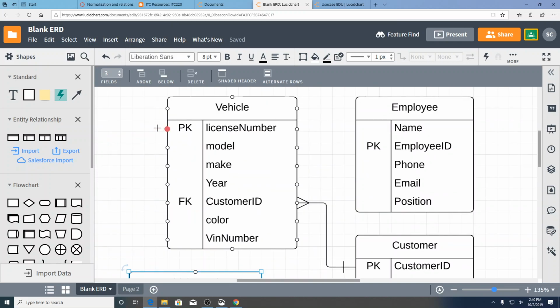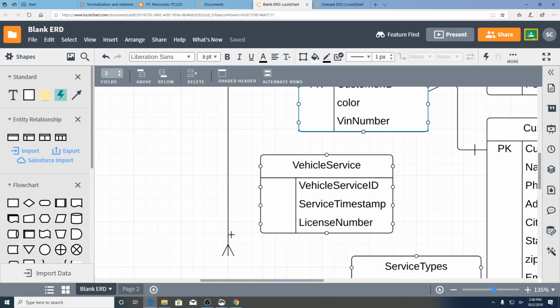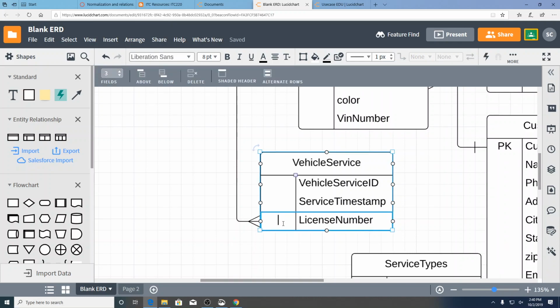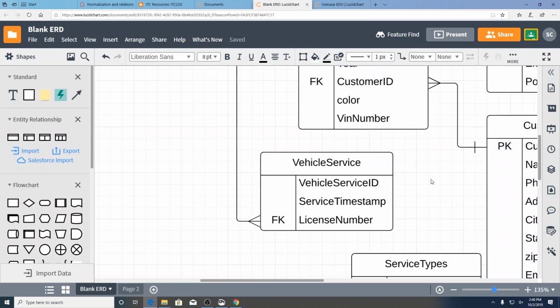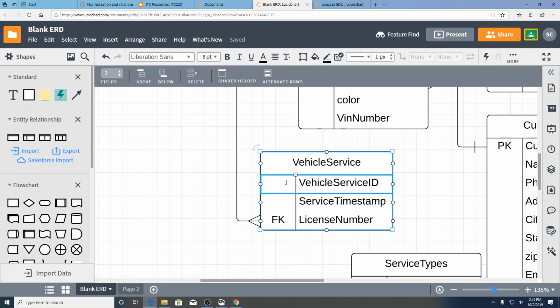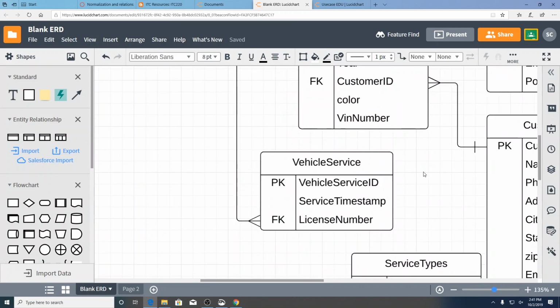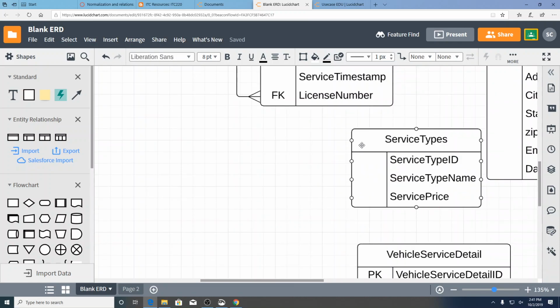So I'm going to drag from here down to here, and as long as it connects to the box, it's okay. It doesn't have to connect to the actual field. And then I'll do a FK here. And again, the FK is just for your information, to reinforce it as a foreign key. Vehicle service ID here would be a primary key. Does that make sense? These are all one-to-many relationships, and most of the relationships will be.